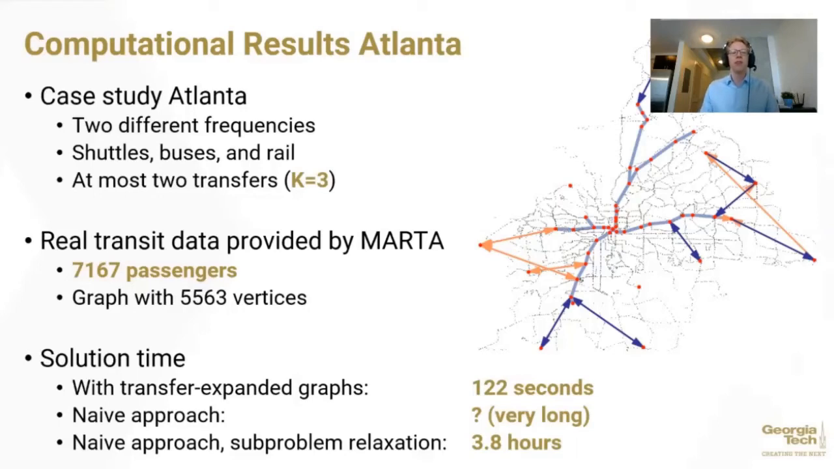The reason we think that using transfer expanded graphs is so efficient is because you really only explore paths that are short, in this case, that only have 2 transfers. Because even in the relaxed naive approach, you can fractionally explore paths that are way longer. And we think that this explains the large difference in solution times.